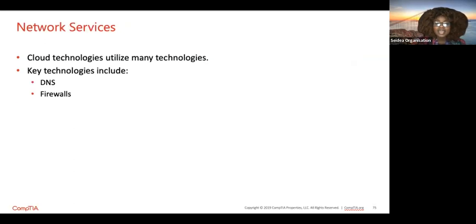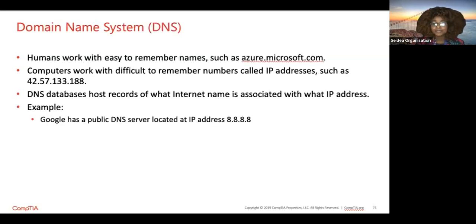So when we're looking at network services, this is when modern cloud technologies integrate a range of network services, and it is essential for the effective functioning and security of online platforms. So what are the primary technologies that might be used? They might use a DNS, which is a domain name system, or they might use a firewall. And we're going to delve into it a bit deeper as well.